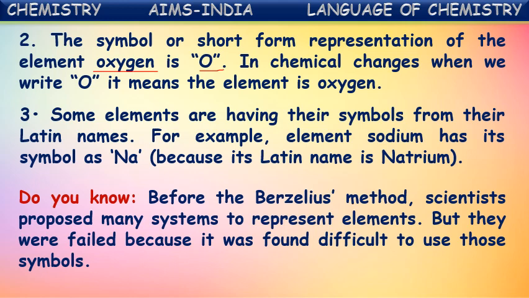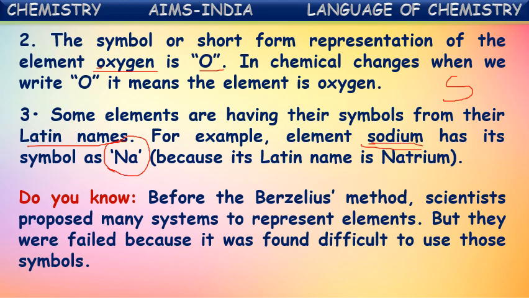Some elements have their symbols from their Latin names also. What is this? See, for oxygen we consider the first letter O. Carbon, first letter C. Like that, for sodium the first letter should be S. But sodium is represented with Na. Where did this Na come from? Actually, sodium's first letter is S, so we would represent sodium with capital S. But capital S represents sulfur. So how do we represent sodium then?